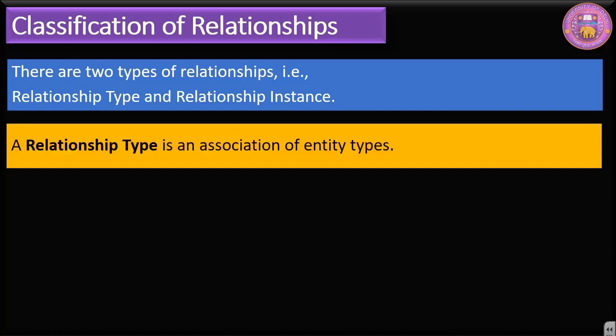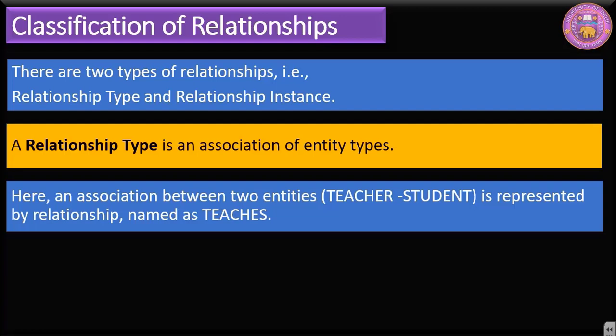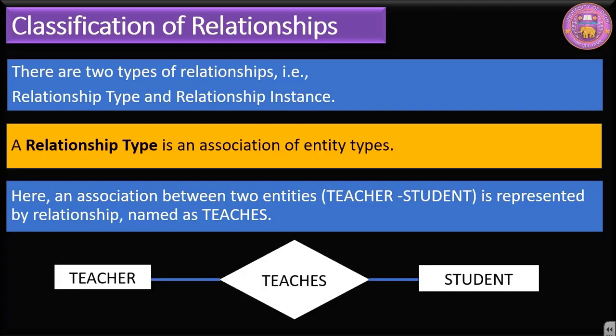A relationship type is an association of entity types. Here an association between two entities, teacher and student, is represented by a relationship named teaches. We have two entity types. One is teacher, second is student. These are two entity types. And in this case, the relationship is represented by this diamond box. We named this diamond box teaches. So, we can define this relationship as teacher teaches student.